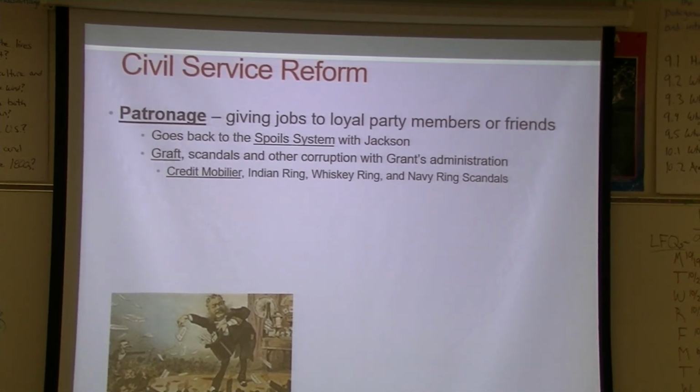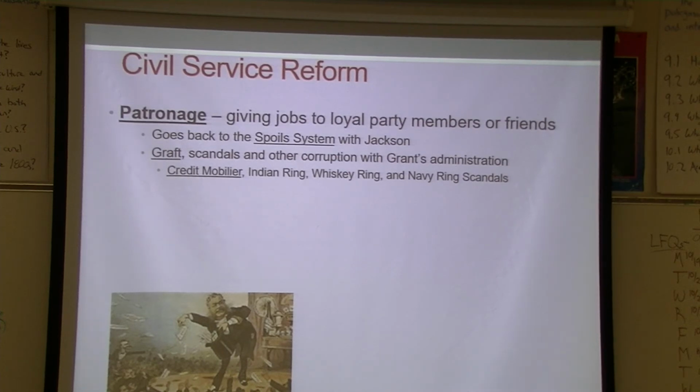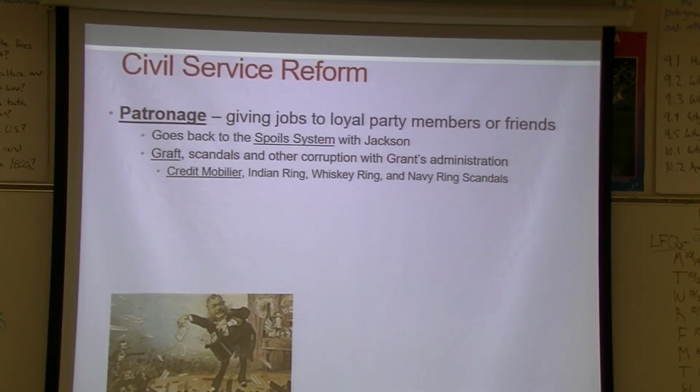President Grant, one of the problems that he will have is that there was so much corruption, and a lot of it goes back to the political machines. Today, a lot of times we use the word gate at the end of some corruption, going back to Watergate. In those days, a lot of times they would use the word ring.